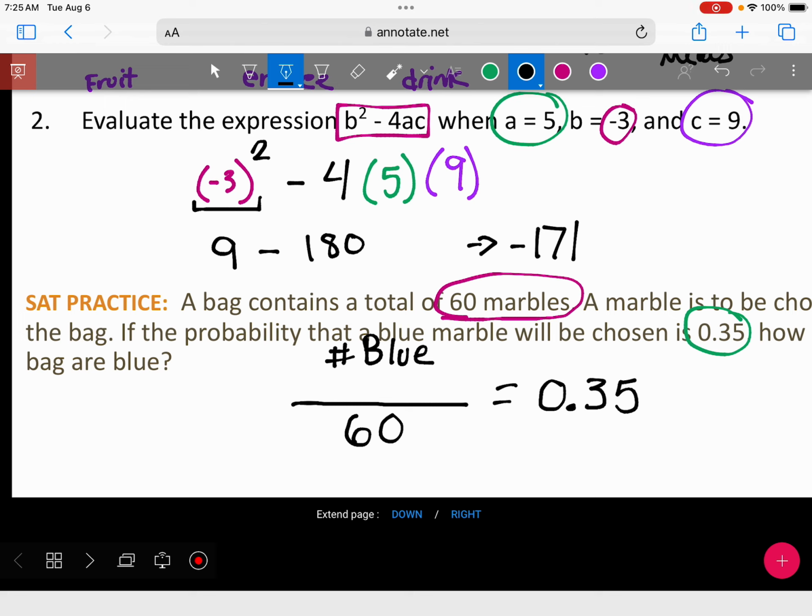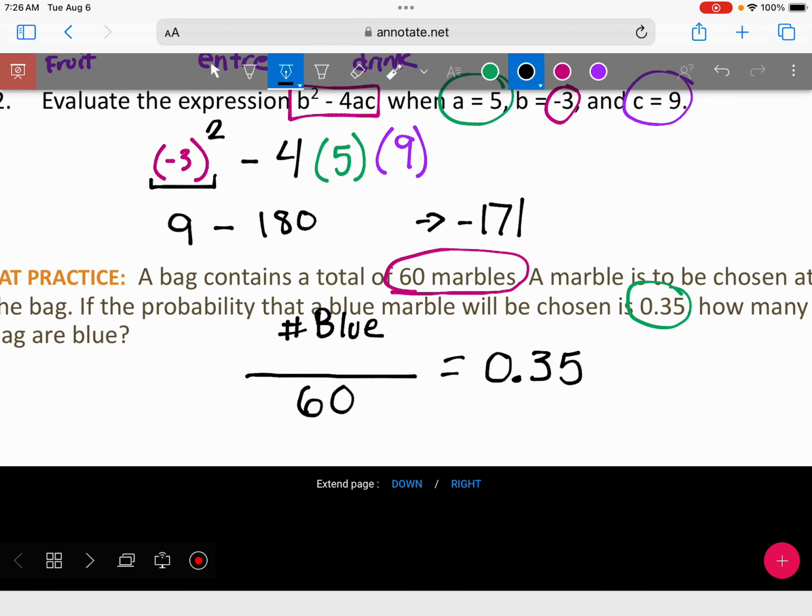We can set it up like this and go, I see a fraction, and I hate fractions. Whenever we see a fraction and we want to get rid of it, multiply by what's on the bottom. Every time. It'll get rid of our denominator, and that'll leave us with what we want. So either way, I want to multiply the 60 and the 0.35 together.